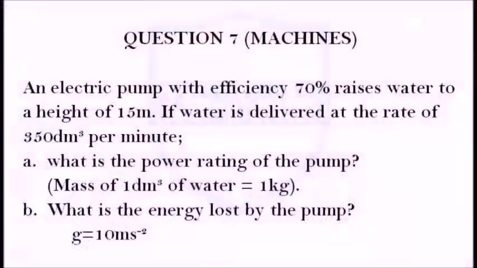Next question says, an electric pump with efficiency 70% raises water to a height of 15 meters. If water is delivered at the rate of 350 dm cubed per minute, what is the power rating of the pump? Taking into consideration that the mass of 1 dm cubed of water equals 1 kilogram. B, what is the energy lost by the pump? Taking gravity to be equal to 10 meters per second squared.